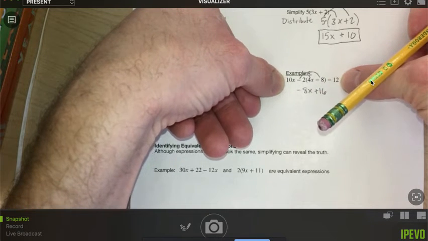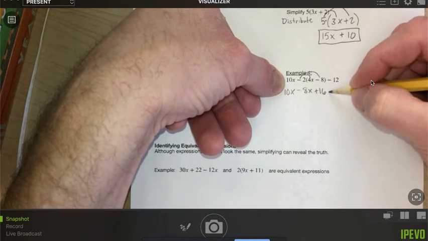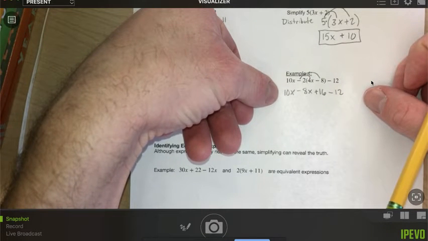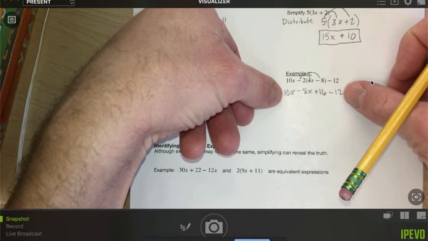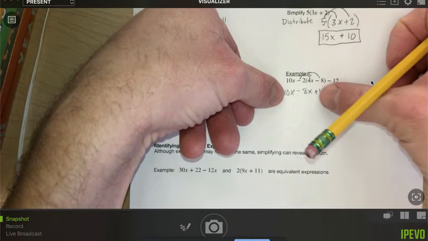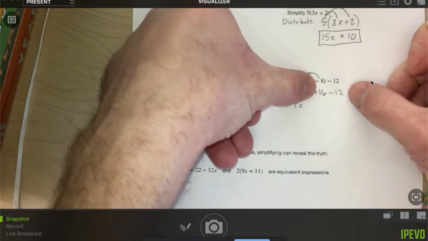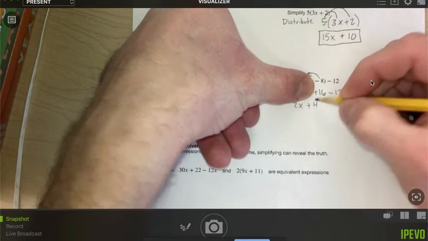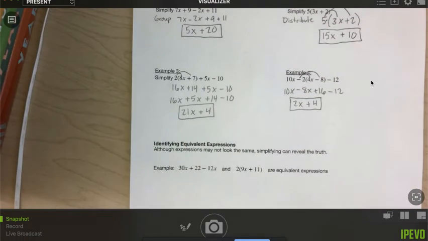I'm just going to write down the terms that are left. So I didn't do anything to that 10x, and I didn't do anything to that 12. So they get to stick around just like they were. All right, and now you're going to notice that everything is already grouped. And so I'm good to say, what's 10x minus 8x? That's 2x. What's +16 minus 12? That's going to be +4. And that's going to be my final expression.